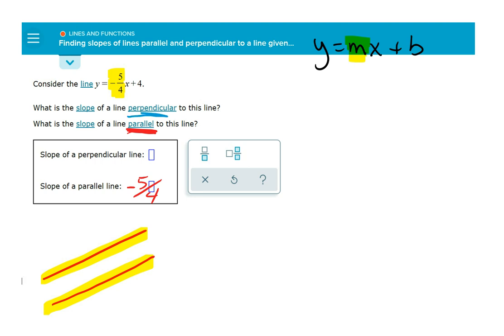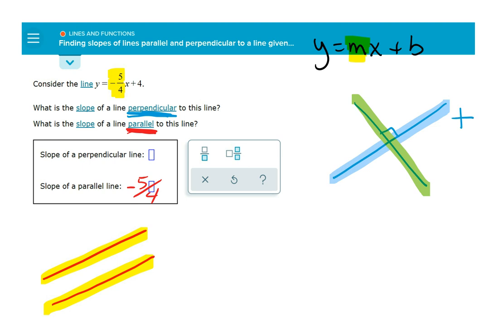Perpendicular, however, is a little different. Perpendicular lines are two lines that intersect at a perfect 90-degree angle. Now, the only way to get a perfect 90-degree angle is if one line is going uphill and the other line is going downhill. If you're going uphill, that is a positive slope. If you are going downhill, that is a negative slope.